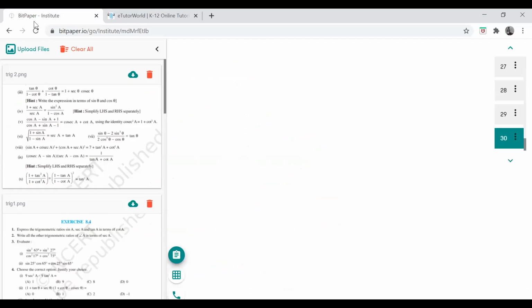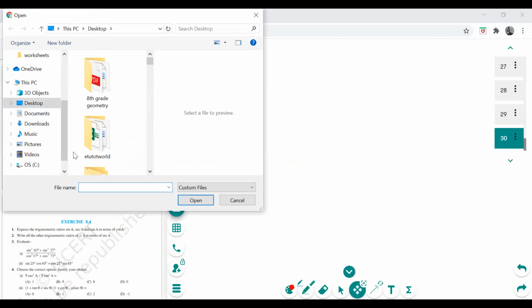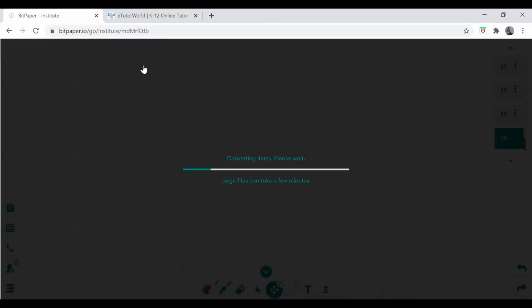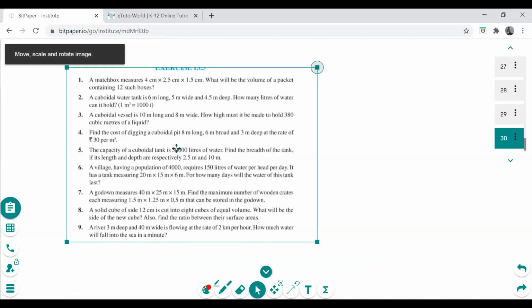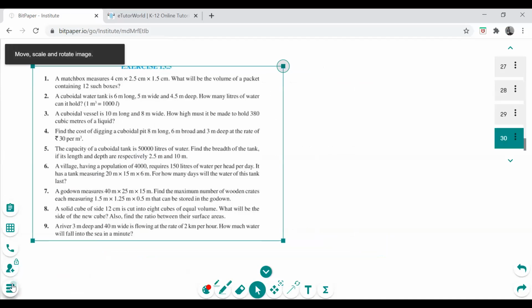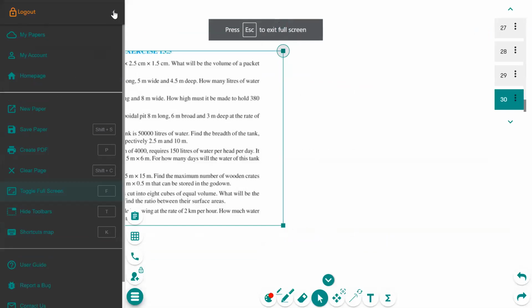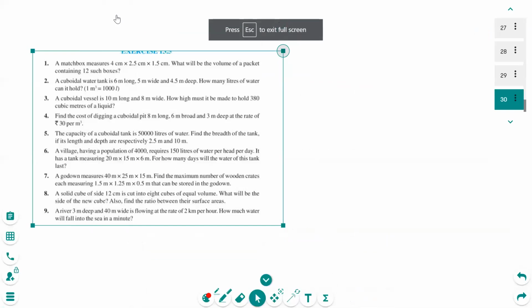So if I have to take the fifth exercise, let me just upload the fifth exercise here. Now, what is the volume of the cuboid? Someone must have done it in school? What is the volume of cuboid? We have studied this in 8th class also.